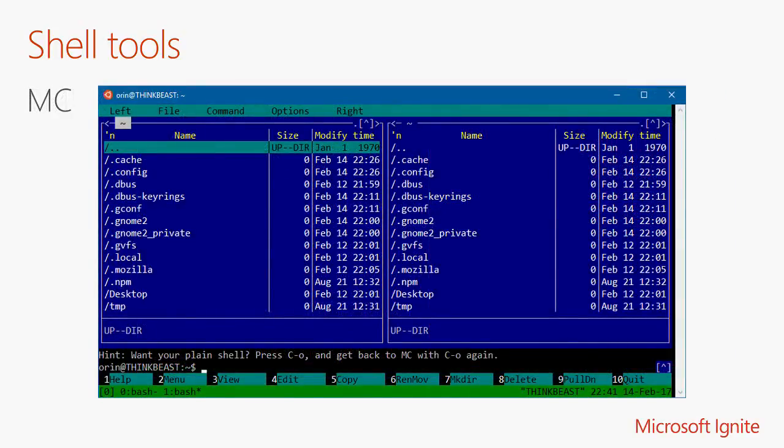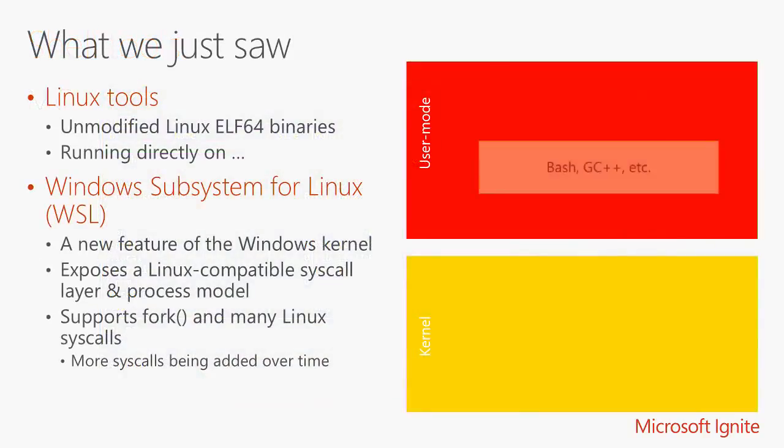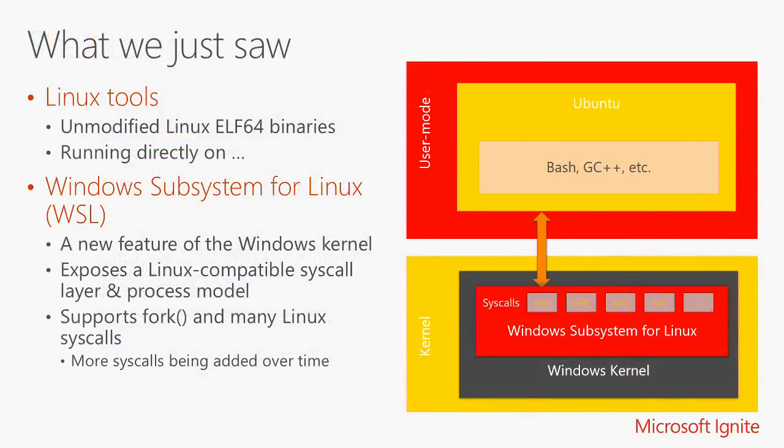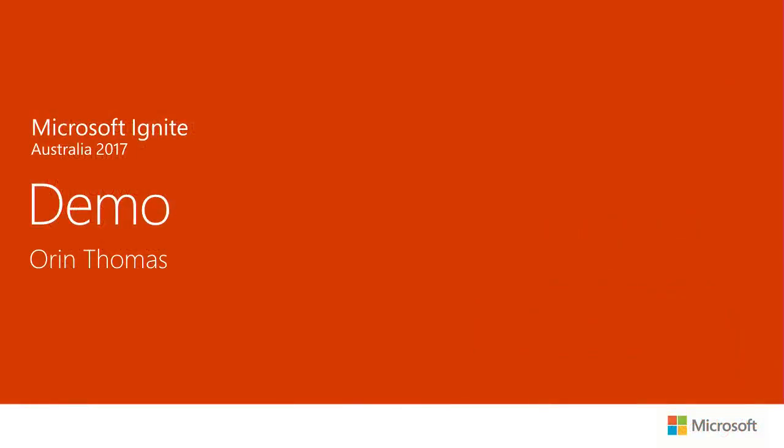You've got Midnight Commander. That runs on Windows Subsystem for Linux. Okay, so what we just saw is that essentially you've got your Linux tools, and they're basically unmodified Linux ELF64 binaries running directly on the Windows Subsystem for Linux. It's a new feature of the Windows kernel, exposes a Linux-compatible syscall layer and process models, supports forks and many syscalls, and many more syscalls are being added over time. So what we'll do is we'll do the first of our demos.